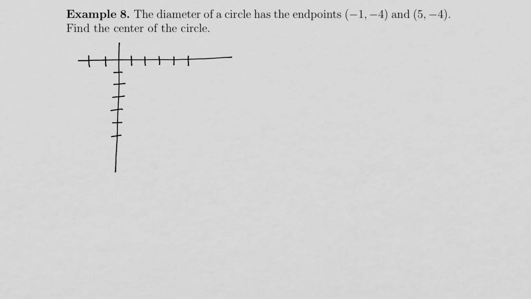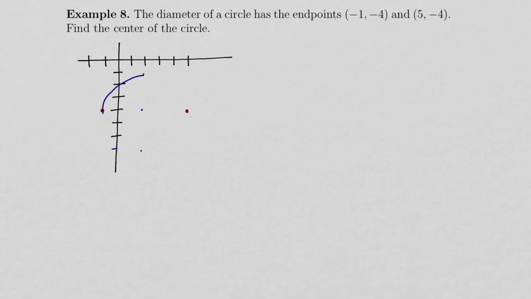So it has endpoints (-1, -4). If I draw that, it'll be somewhere right here. And then (5, -4). I need to go to the right 5, 1, 2, 3, 4, 5, and then down 4. So that'll be right here. So we can almost guess at this. It looks like the center of the circle is about (2, -4). But let's work this out exactly. It looks like a circle with radius 3, so it's going to look something like this if you draw the actual circle.